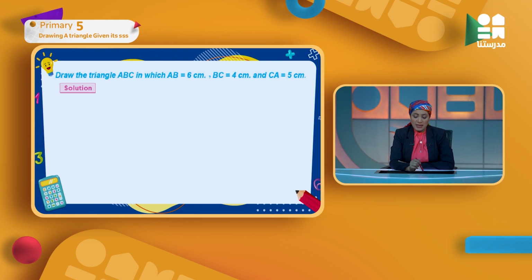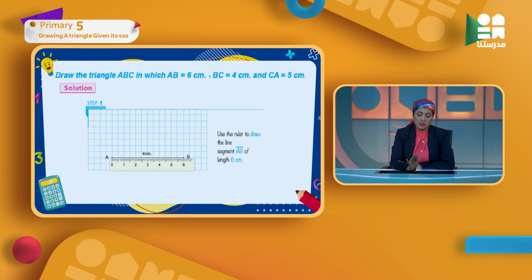For the base, I use the ruler for the first side, the base. As we see, I use the ruler to draw the line AB, which we said is of length 6 centimeter. Once I have drawn it, I must put the letters A and B and also put its length, which is 6 centimeter. Then I move to the second step. I have two more sides to draw. For the other two sides, I must use the compass.